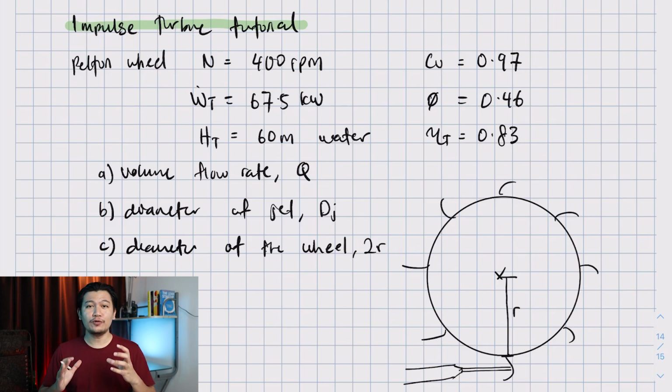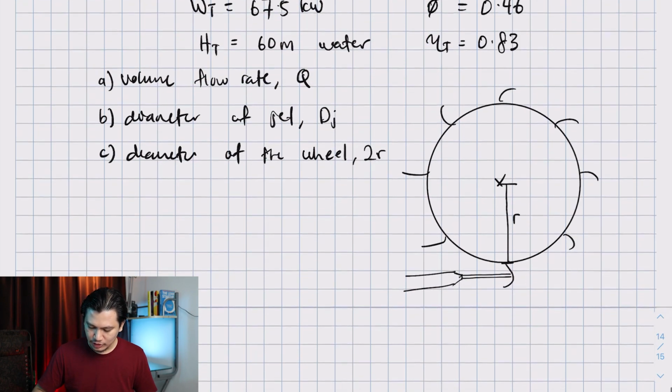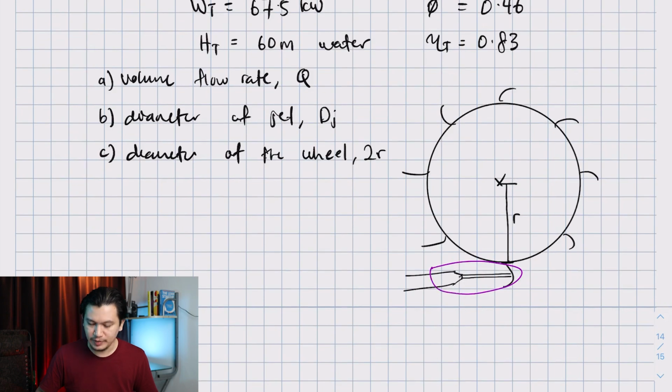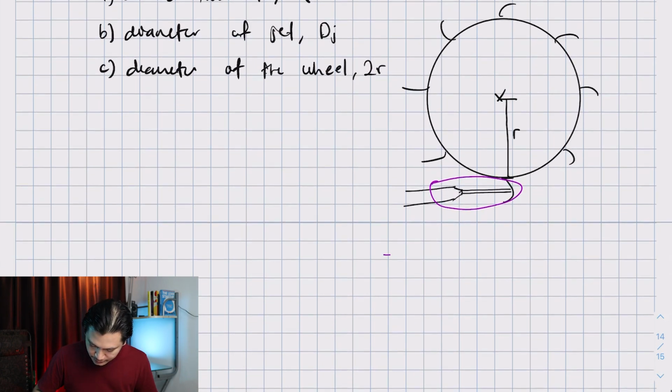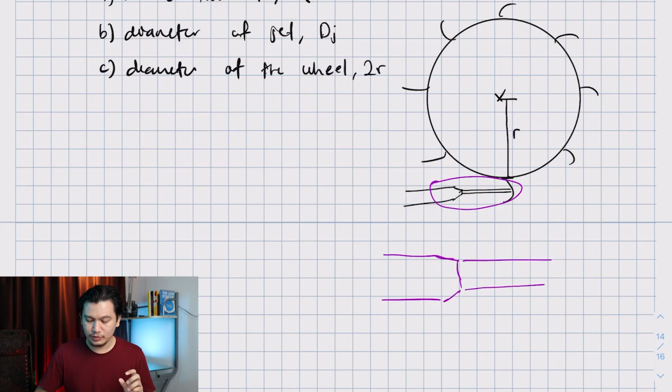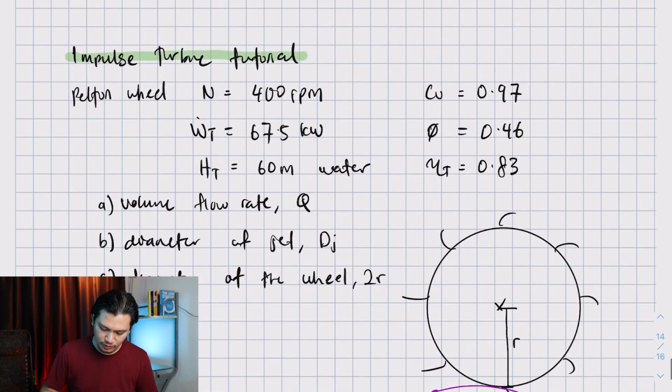Do not confuse the diameter of the jet and the diameter of the wheel. When we say diameter of the jet, it is solely focused on this bit. If I zoom that in, this nozzle is shooting a jet, so this is the diameter of the jet, or DJ. It is completely different from the diameter of the wheel, so please do not get confused. Anyway, let's try and find the volume flow rate first.